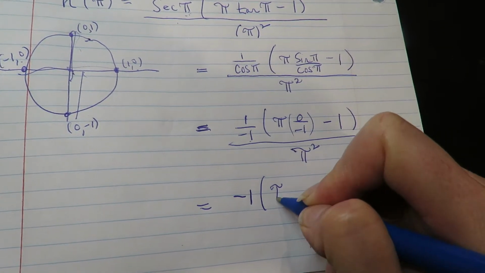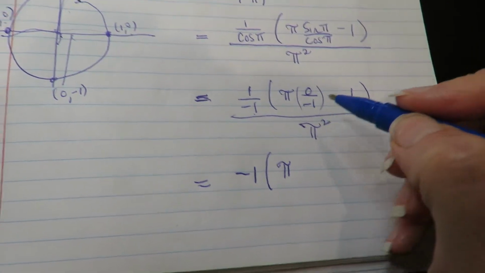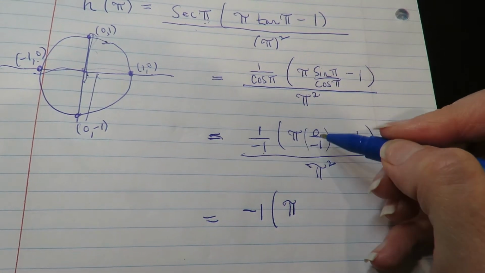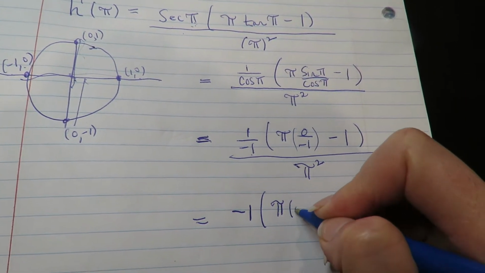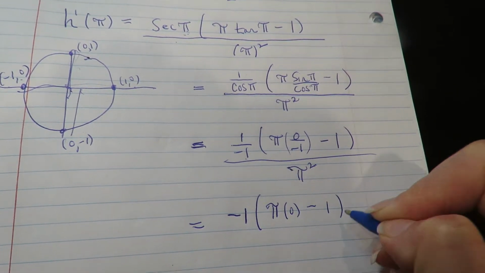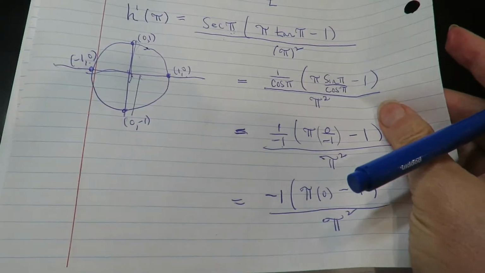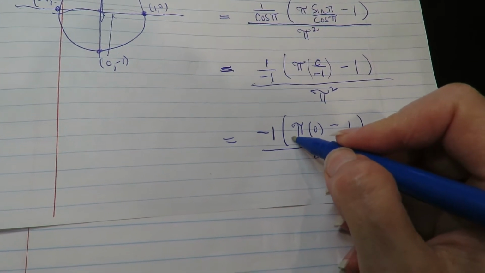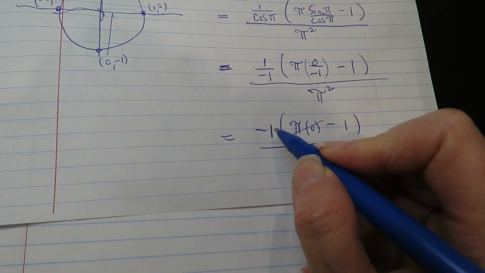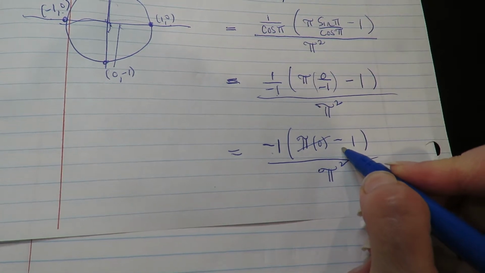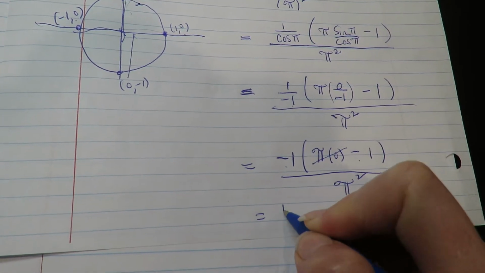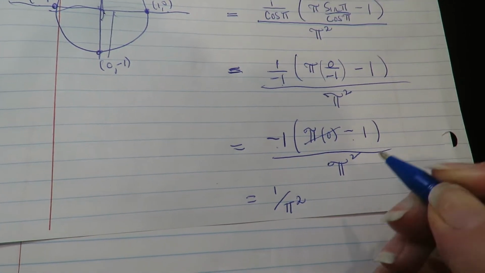I'm just going to add an extra step here. You guys probably don't need it, but I'd rather write it to make sure I'm not assuming. 0 over anything is 0, so we get that. All right, now we're almost done. 0 times anything is 0. So in the numerator you have -1 times -1, which is +1, and pi squared you can just leave as pi squared.